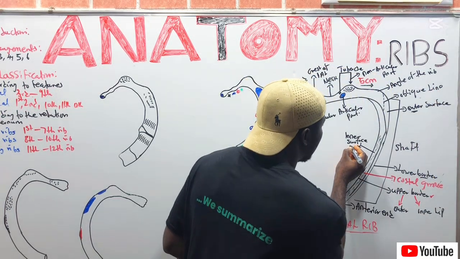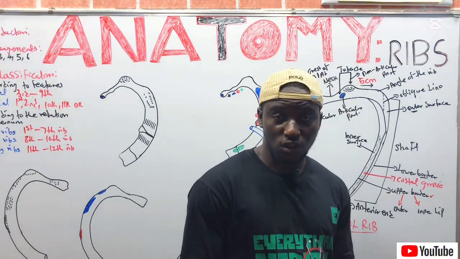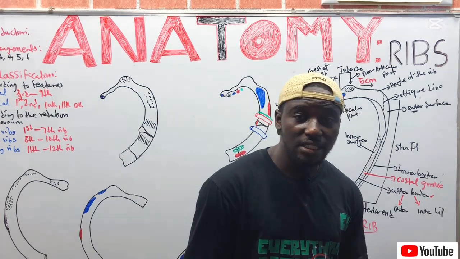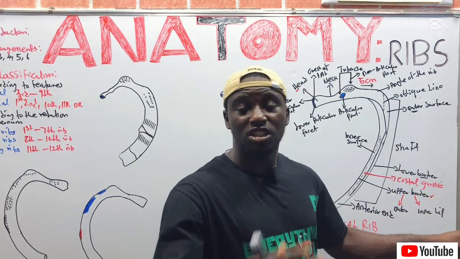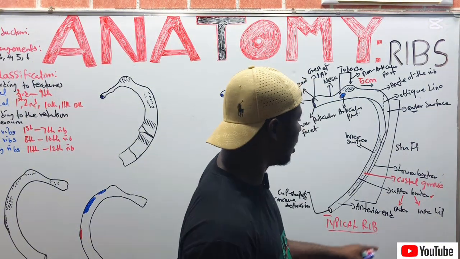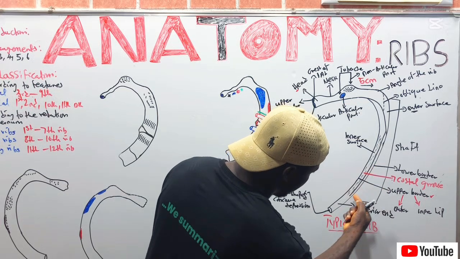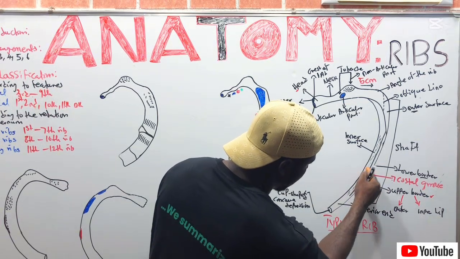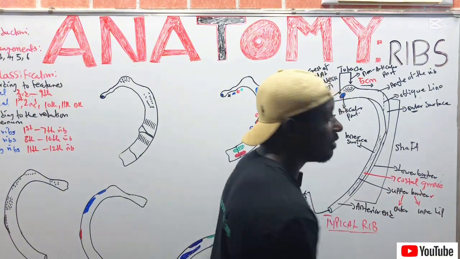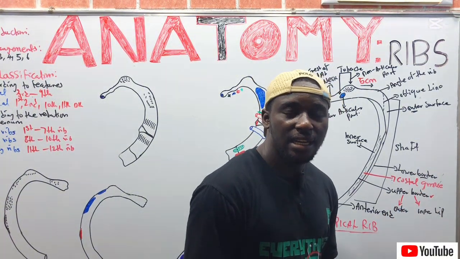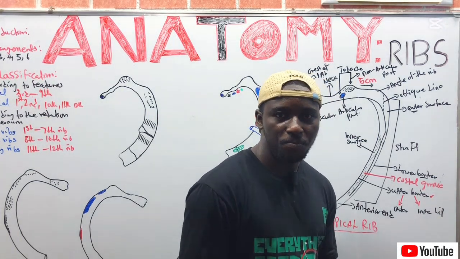Now, let's discuss the inner surface. The inner surface is concave and smooth. It contains the costal groove, which continues near the lower border. You can see it here. This is the lower border, and inside here is the costal groove. The costal groove lodges the intercostal nerve, intercostal vein, and intercostal artery.